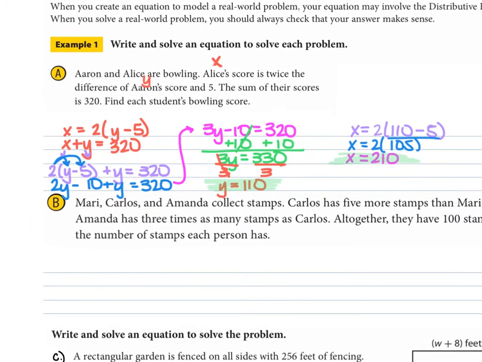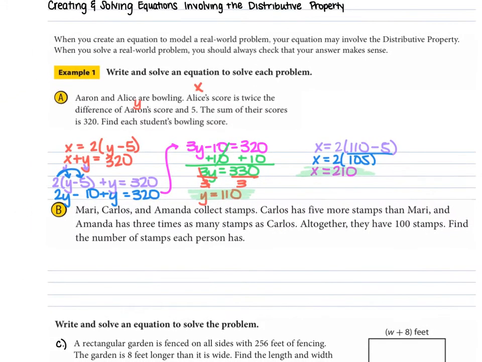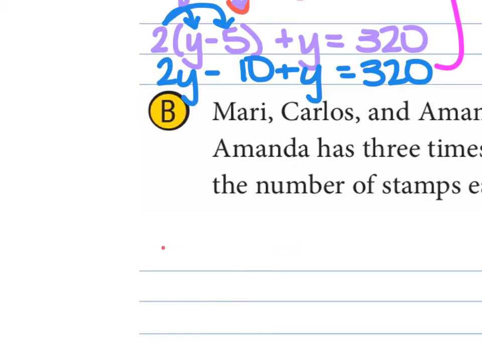If we look at example B, it tells us that Mari, Carlos, and Amanda collect stamps. Carlos has 5 more stamps than Mari, and Amanda has 3 times as many stamps as Carlos. Together, they have 100 stamps. Find the number of stamps each person has. So we have Mari, Carlos, and Amanda. Carlos has 5 more than Mari, so C is going to be Mari plus 5.